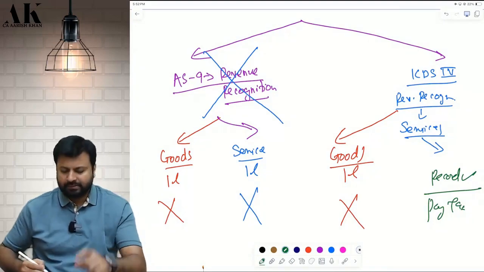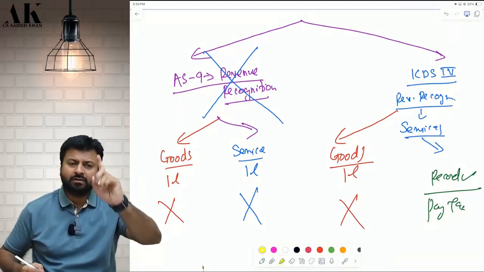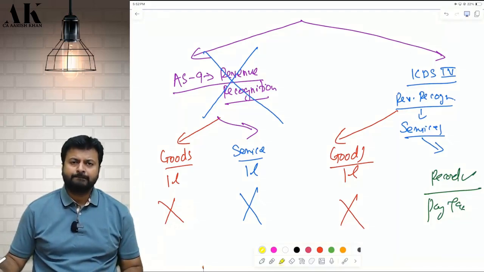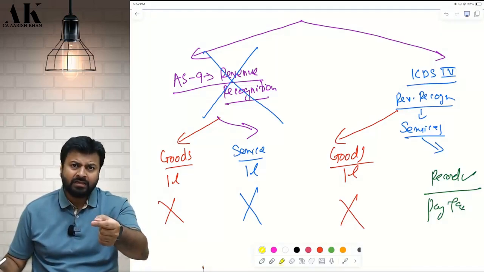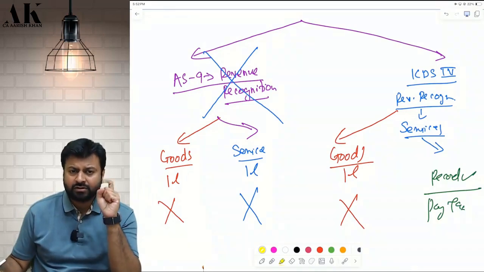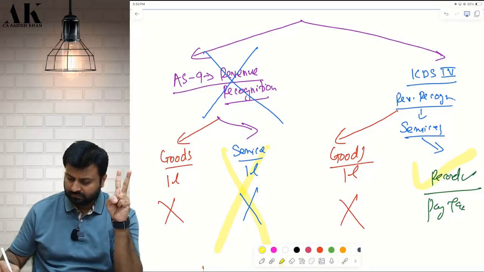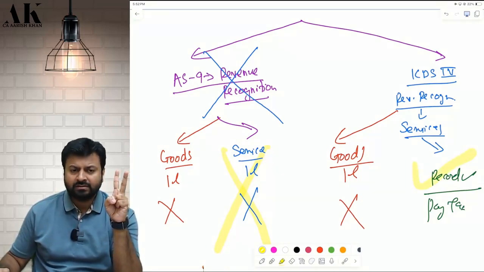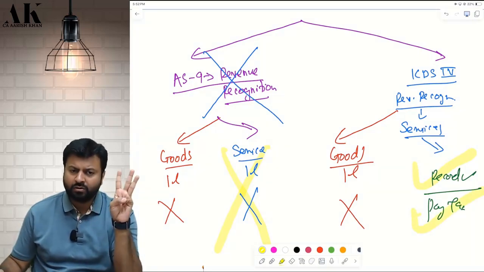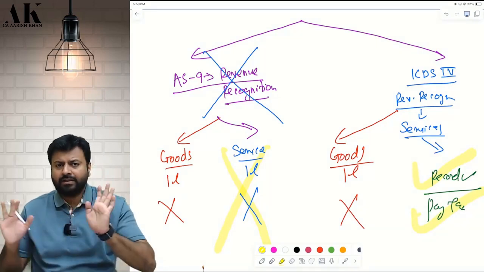Now a problem arises. Suppose I have given some services of 1 lakh rupees to you, and there is no reasonable certainty of receiving it. First question, will you record in accounts? No. Will you record in tax? Will you pay tax? You have paid the tax. Okay. But have you received the money? No. But you have paid the tax.